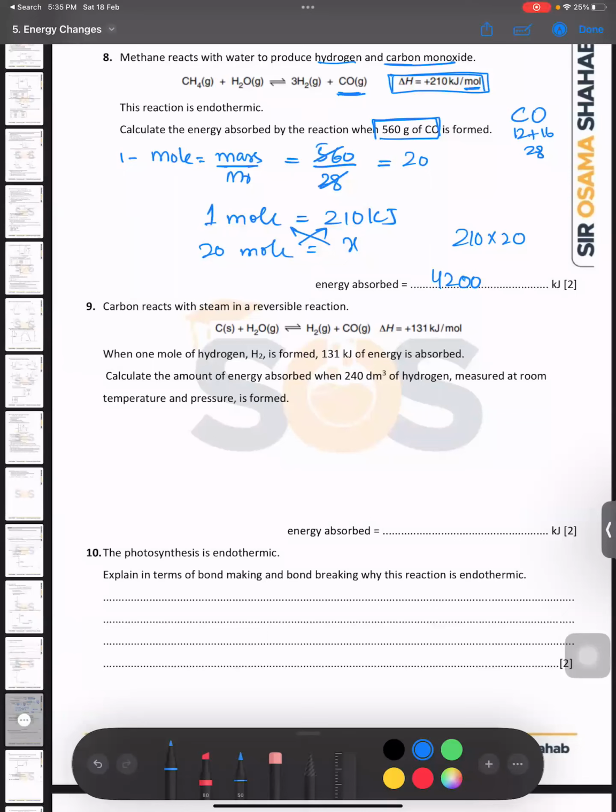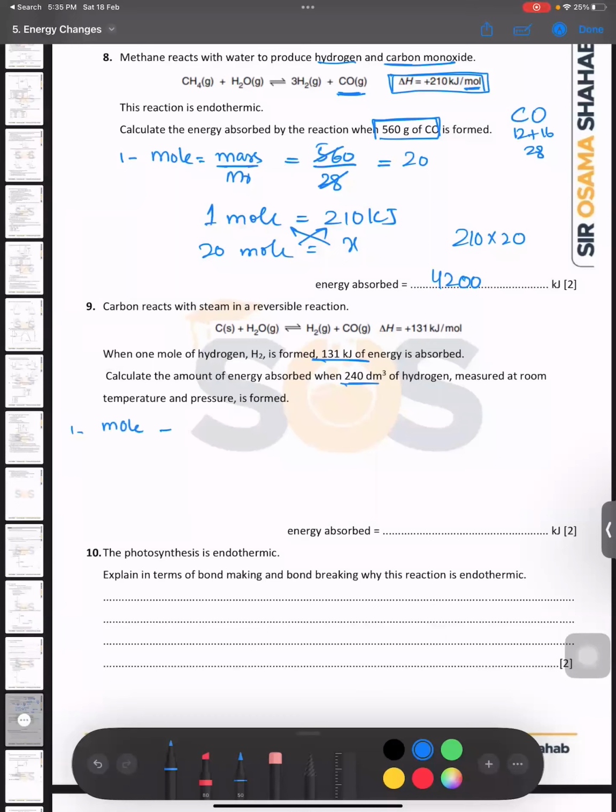Same as it is the second question of this page. Carbon reacts with steam in a reversible reaction. When 1 mole of hydrogen is formed, 131 kilojoules energy is absorbed. Calculate the amount of energy absorbed when 240 decimeter cube of hydrogen is formed, right? So you know that first of all we need to find out moles.